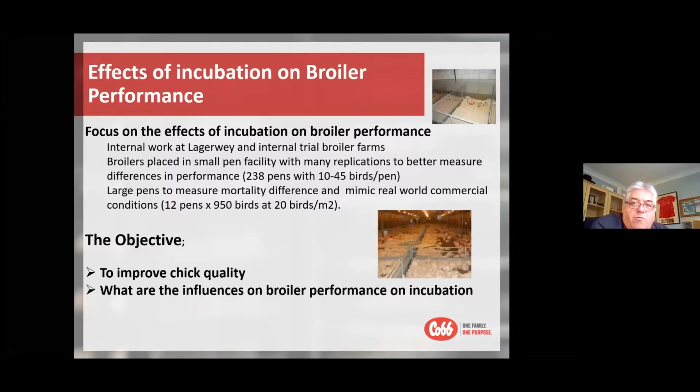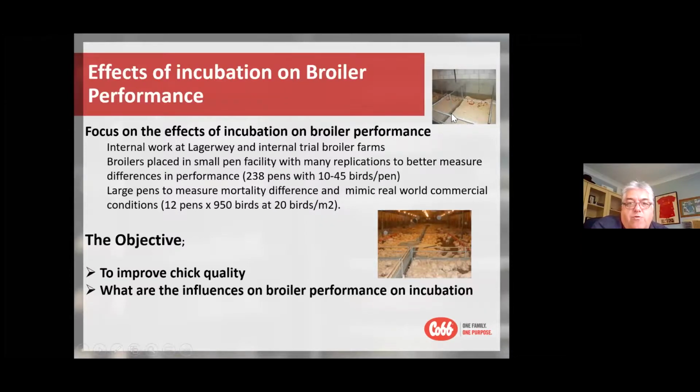So that was fine from the hatchery point of view, but we needed to make sure we were following these trials through to the broiler farms so we could see what the impact was on those chicks right the way through to slaughter. So we did this internal work in the hatchery at Largaway, and we had two internal broiler farms, and we had one farm where the broilers were placed in small pen facilities where there's several replications where we can better measure the differences in performance.